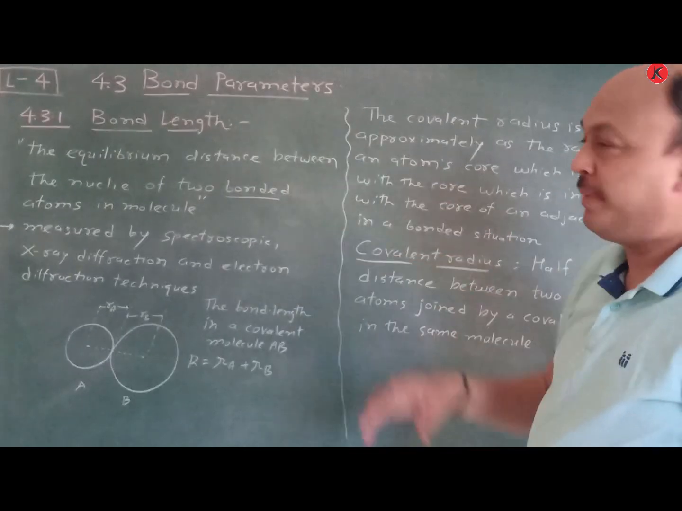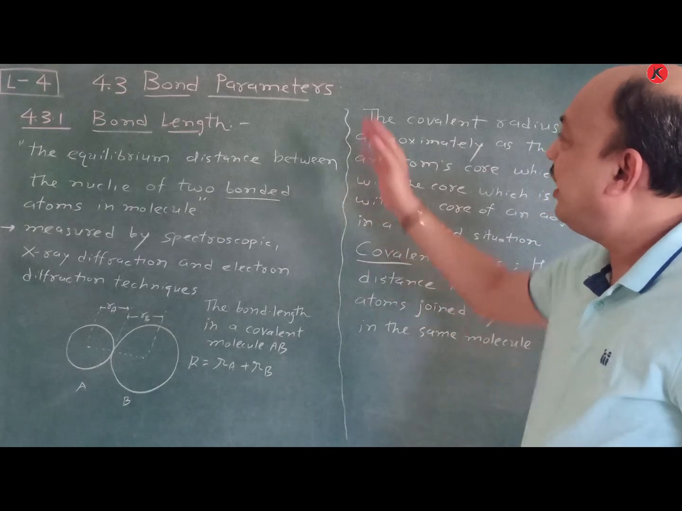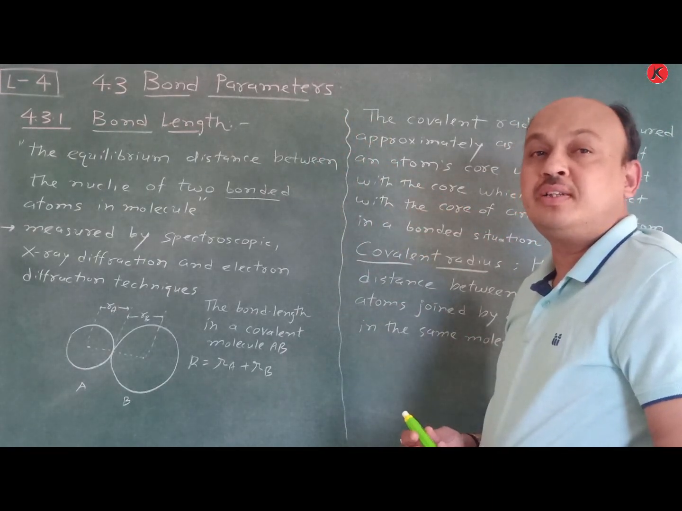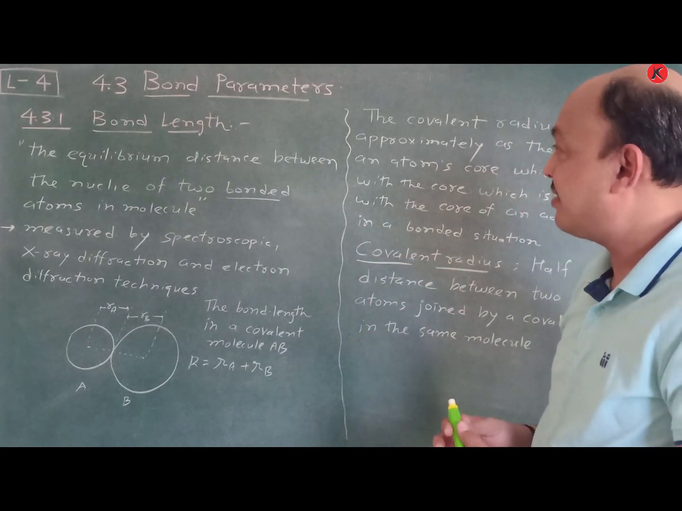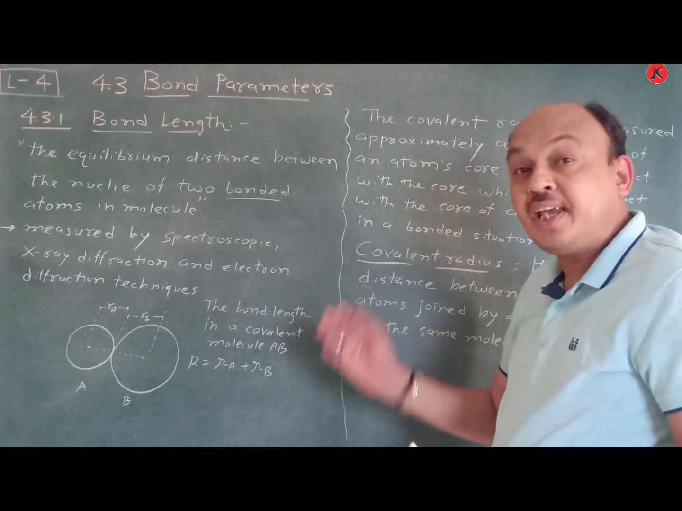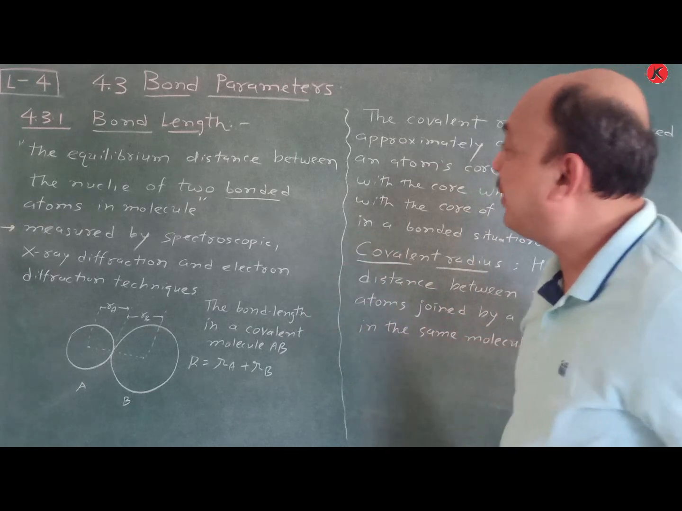4.3 Bond parameters. 4.3.1 Bond length. In bond parameters, the first topic is bond length, in which we have to learn the definition of bond length, covalent radius, and van der Waals radius. You have already learned this in Unit 3, but once again here in detail. Please write it completely.